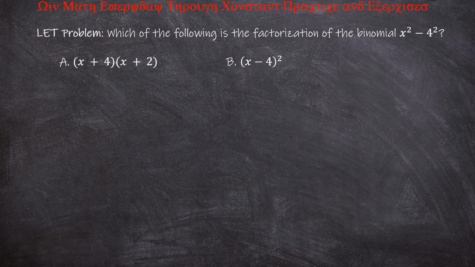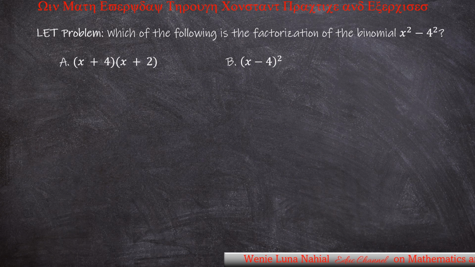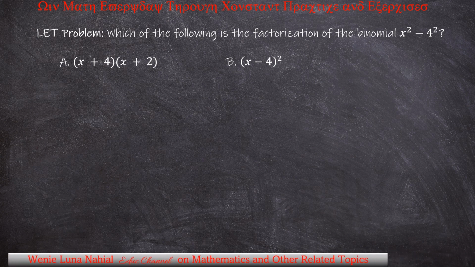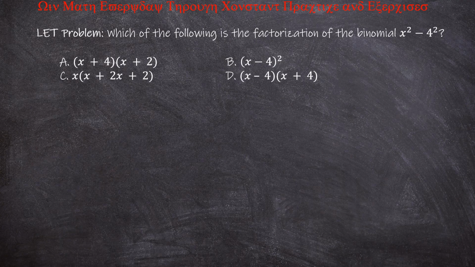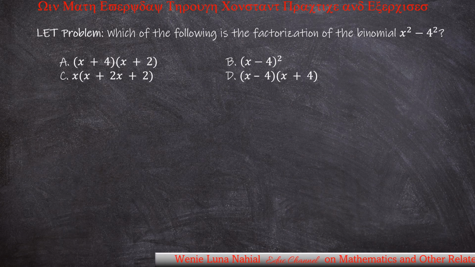For the next problem, which of the following is the factorization of the binomial x squared minus 4 squared? A, the quantity x plus 4 times the quantity x plus 2. B, the quantity x minus 4 raised to the second power. Then C, x times the quantity x plus 2x plus 2, and D, the quantity x minus 4 times the quantity x plus 4.